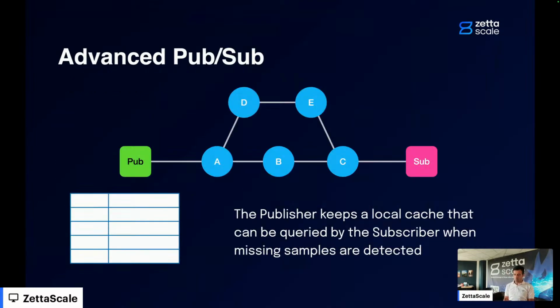And again, we are discussing internally whether some of this feature will be pushed at the core of Zenoh, but right now it's built on top of Zenoh and will remain there for at least the few months to come. But the basic idea here is that the publisher keeps a local cache that can be queried by the subscriber when missing samples are detected. And again, here I'm showing you the simple story because this cache actually could be kept throughout the routing path. But let's keep the simple case in which we're keeping the cache only at the source.